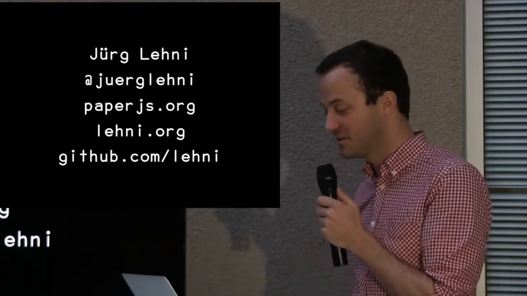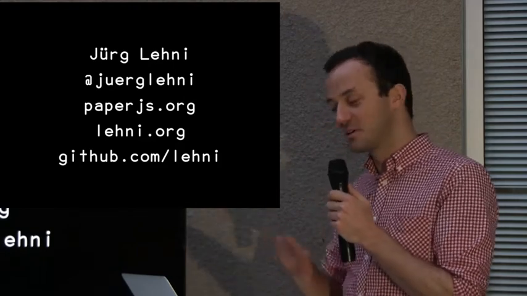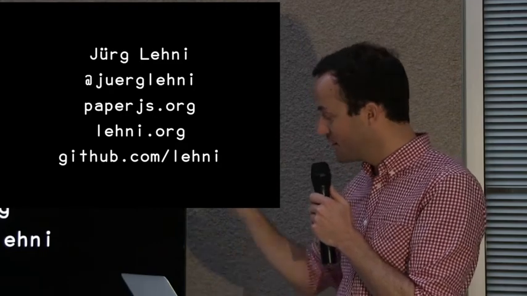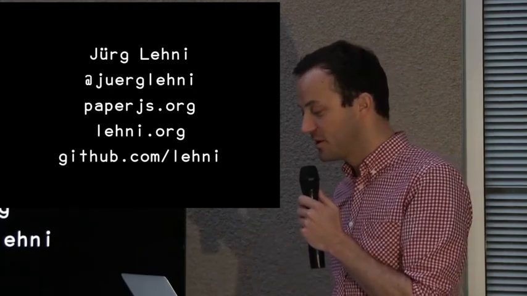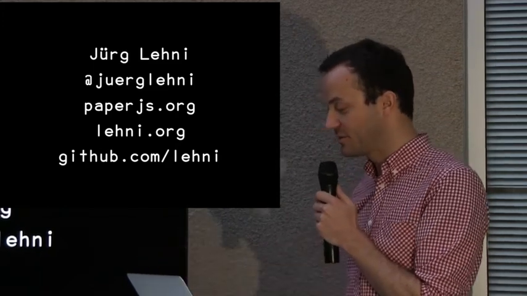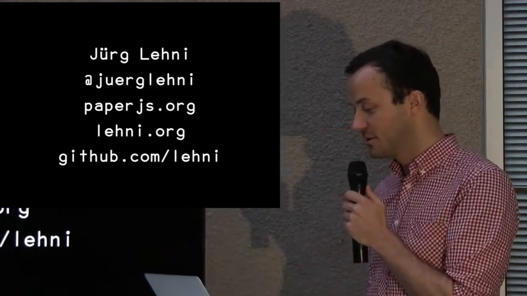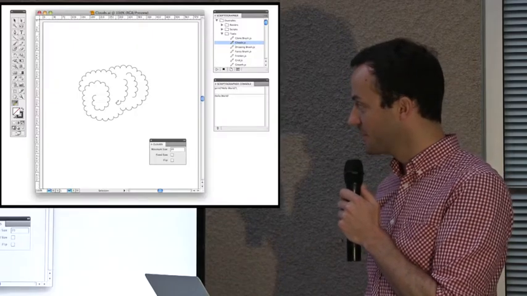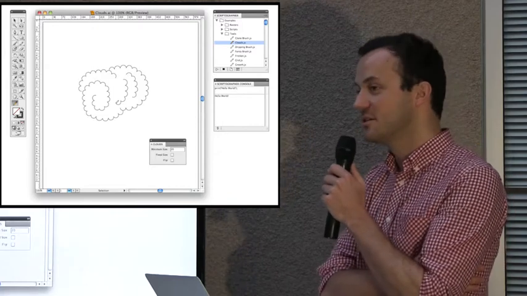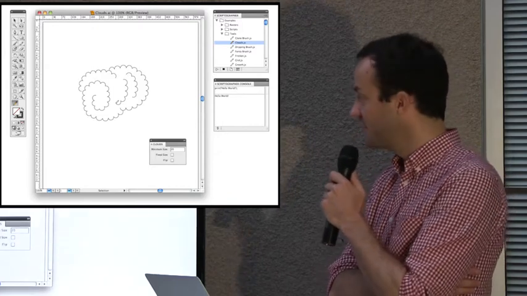I'm also working as an artist, so I'm sort of crossing over between art and design and technology in my work. I have a GitHub account where most of my projects are on. And before I talk about paper.js, I want to quickly talk a little bit about the history of this project. So it all started with a project called scriptographer.org, which I created 11 years ago for Adobe Illustrator.